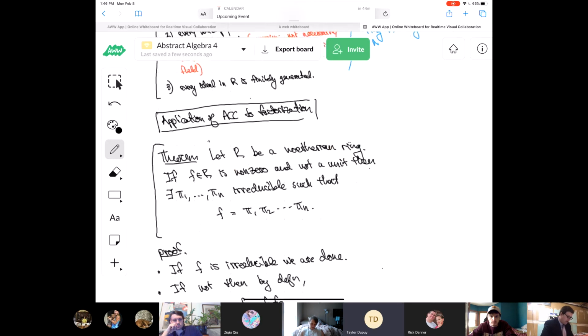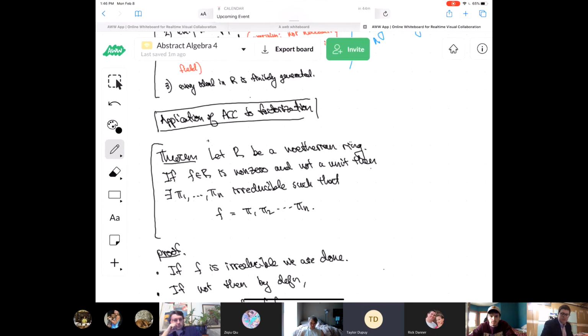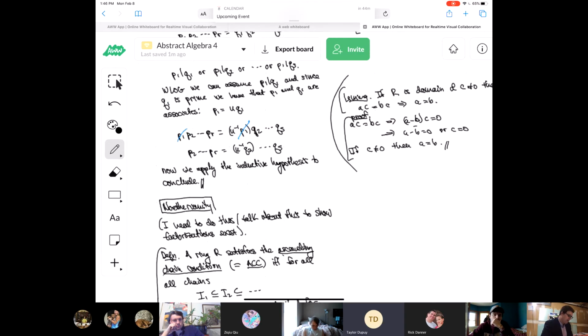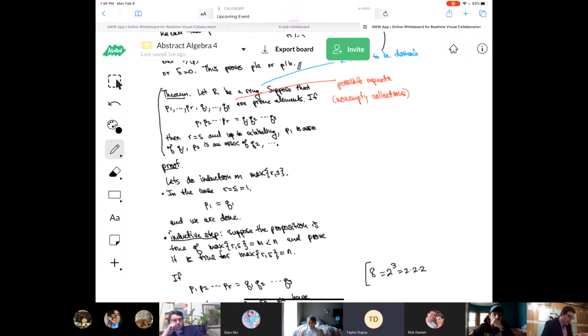Also, we've shown that in a Noetherian ring, everything can be factored into a product of irreducibles. That's this theorem. In a PID, I stated previously, and I did half of it, that irreducibles and primes are the same thing. And then we showed earlier today that if you have a factorization into primes, then the factorization is unique.